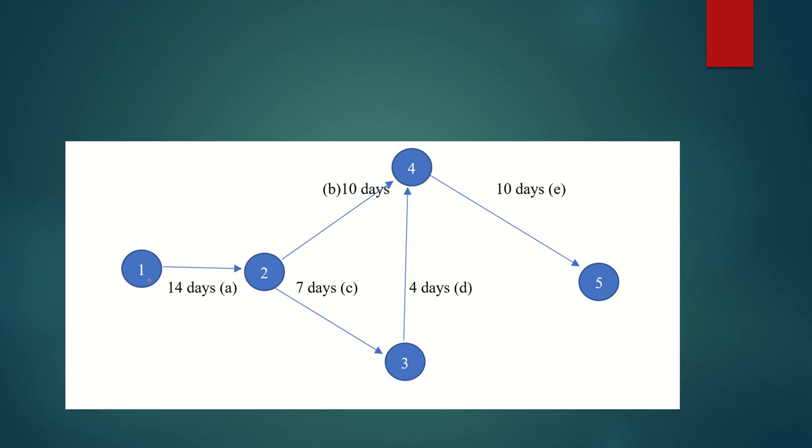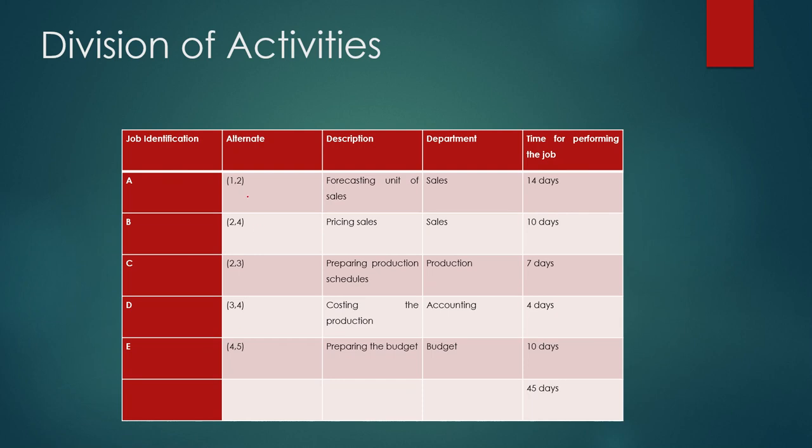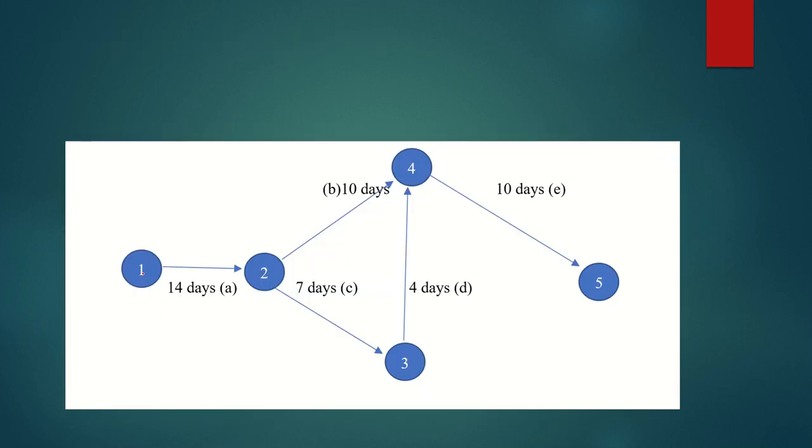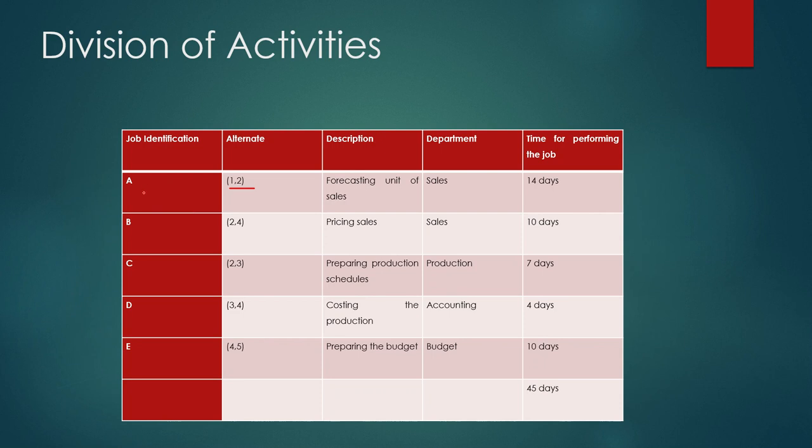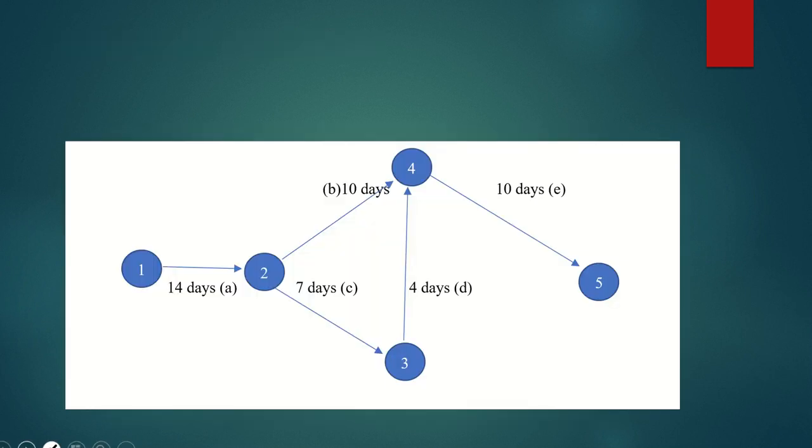Here you see, this is the network. This is 1 to 2, and it is plotted here. This is A. The activity was A. I have written A here, and 1 and 2 are in circles because they are events. 1 and 2 are events and A is the activity, right?